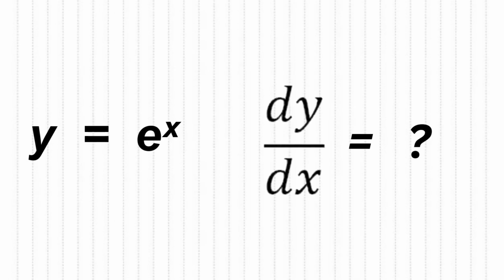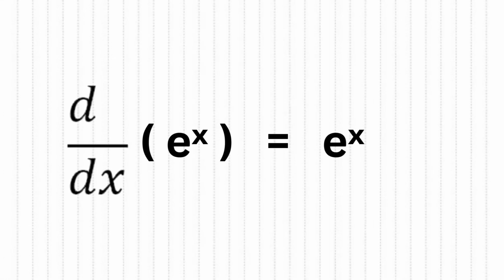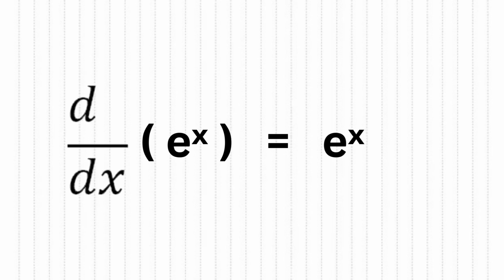What is the derivative of e to the x and how can we prove it? For those that don't already know, the derivative of e to the x is itself, e to the x, completely unchanged. So let's prove this fact via first principles.